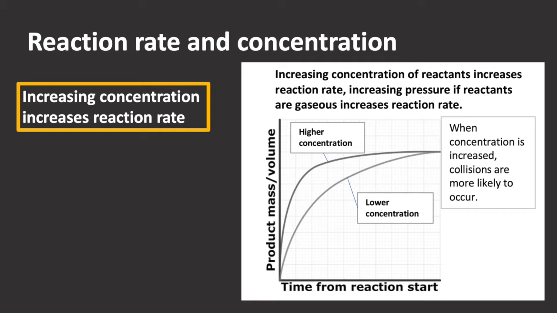This is because when concentration is increased, the reactant molecules will be closer together. This means that collisions between reactant molecules are more likely to occur, and there will be a higher number of successful collisions. The same principle applies when your reactants are gases and you increase pressure. The reactant molecules become more crowded and collide more frequently, yielding a higher number of successful collisions.